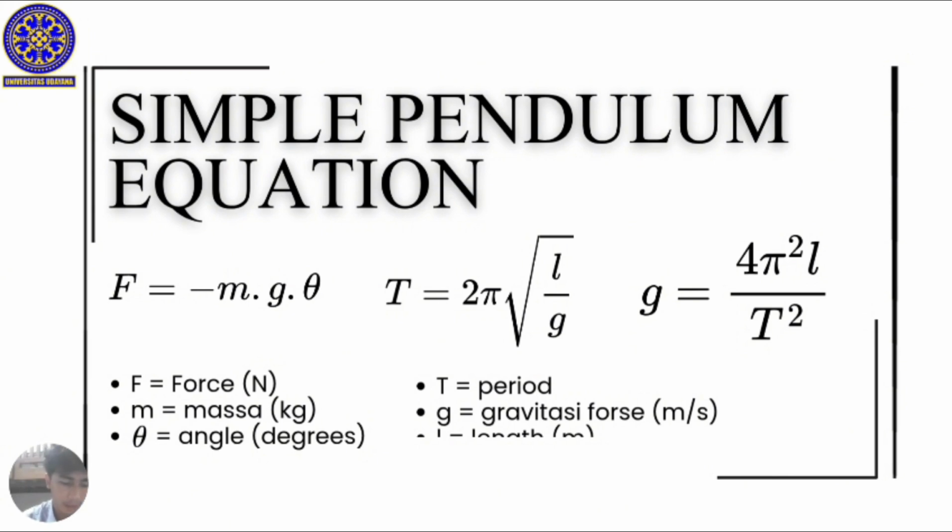And the third formula is the gravity acceleration equation. This equation is derived from the period formula. By measuring the length of the pendulum and its period, we can calculate the local gravitational acceleration.